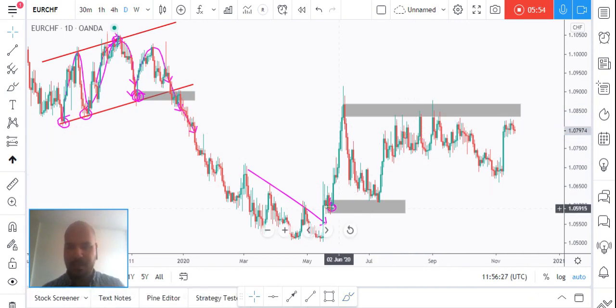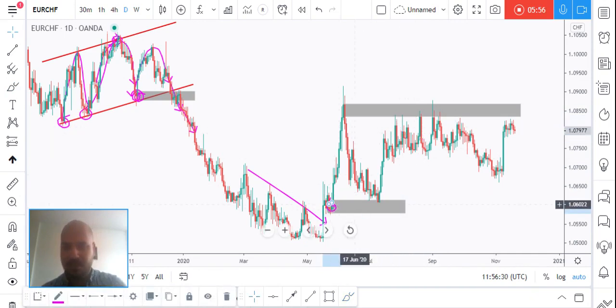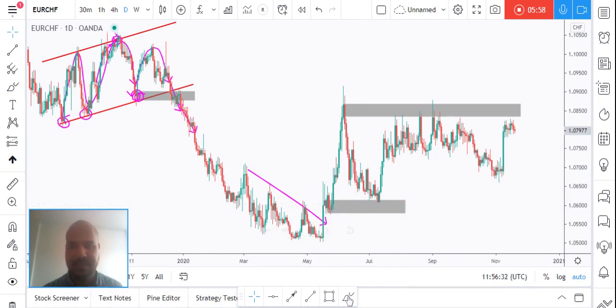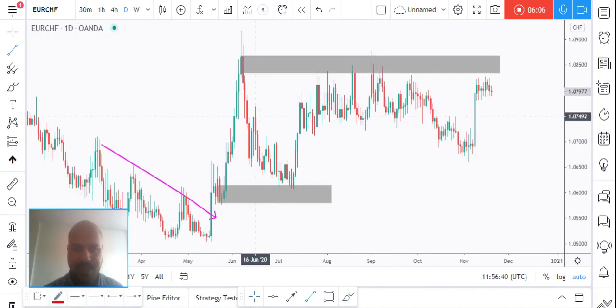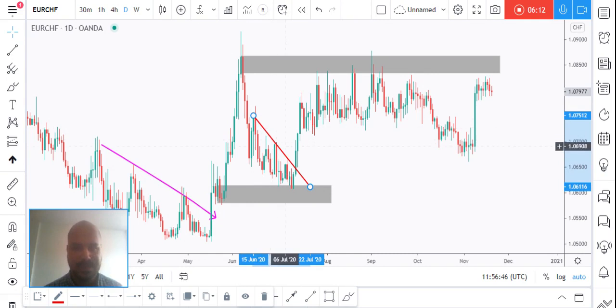And we were around here. So price was sitting around a demand. We could zoom into lower time frames and look for potential buy setups. As I see from this time frame, we could draw the trend line from, let's say, the H4 or H1 time frame. Here we go, 1, 2, 3.